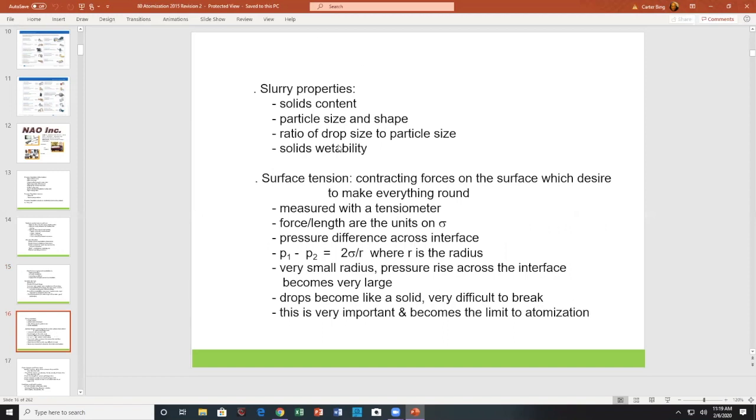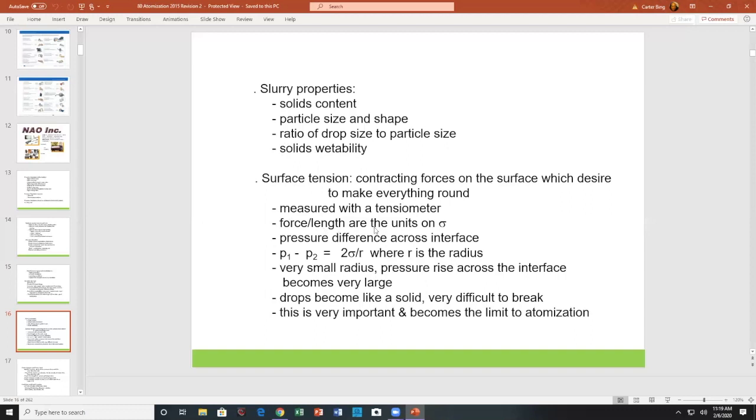Fluid properties: oftentimes you may be spraying slurries, in which case you worry about the solids content. If you worry about solids content, then you've got to worry about the particle size distribution, particle shape, and the ratio of drop size to particle size. Maybe you're also interested in wettability. So you need to characterize your slurry much better. Anyway, surface tension comes into play, basically measured with a tensiometer.